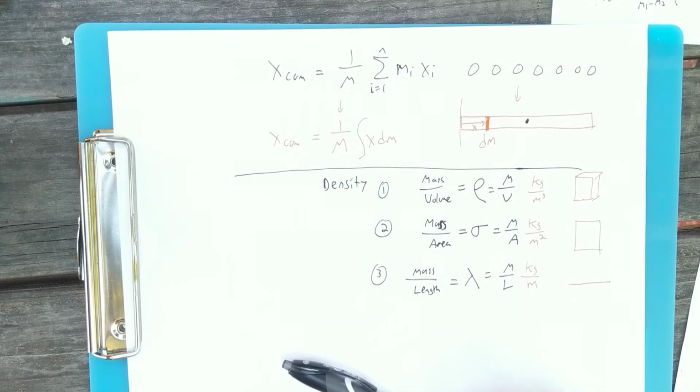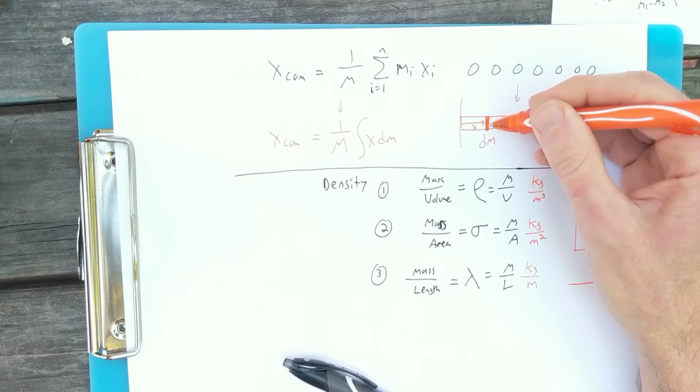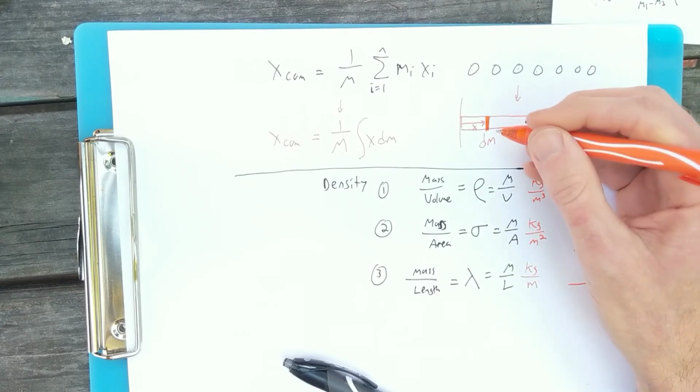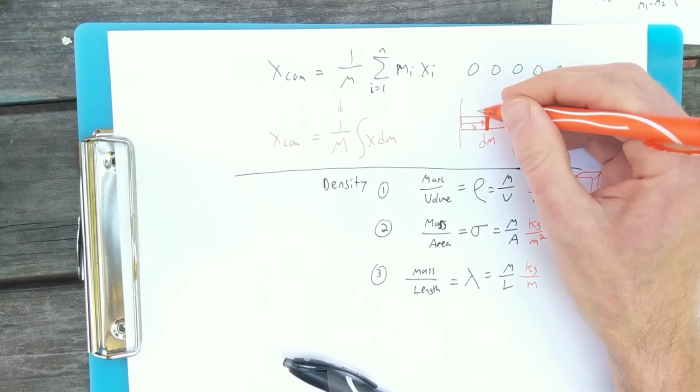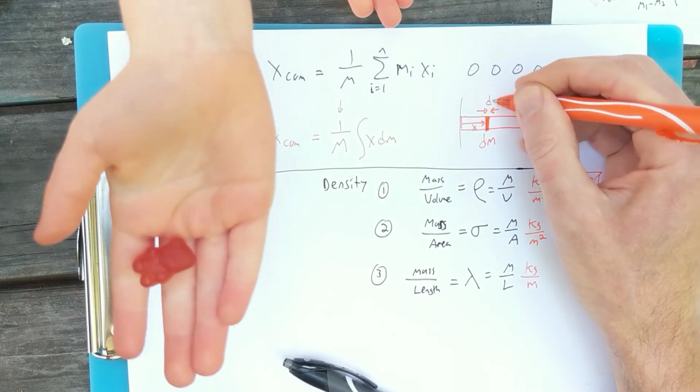And the way we're going to do that is to realize that if we're talking about this stick up here, this little bit of mass right here is going to take a little bit of space. So it's going to have a little bit of space that it's going to take up right here, which is going to be a little bit of dx.